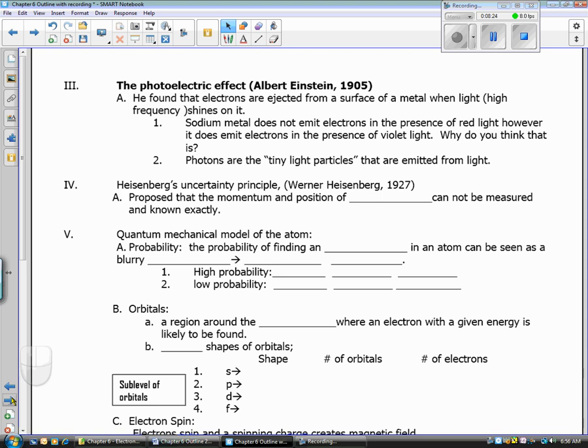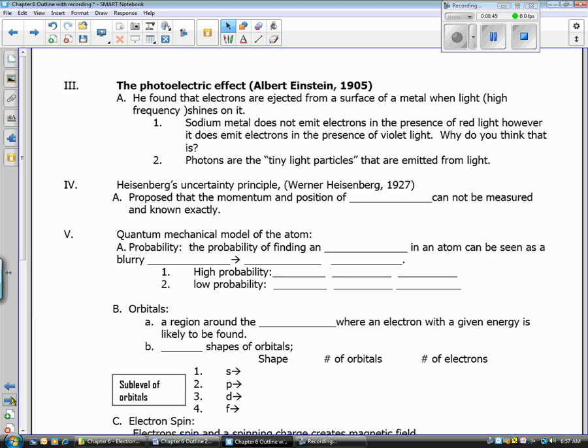Now, Albert Einstein came around in 1905, and he started looking at this stuff as well. And as you know, he was rather smart. So he actually looked at it in ways that a lot of people didn't completely understand. A lot of people didn't really understand him in general. But he found that electrons are ejected from the surface of a metal when light shines on it. So not only is it just, you add electricity to it and it gives off a light, but even when you just shine a light on it, it gives off electrons.